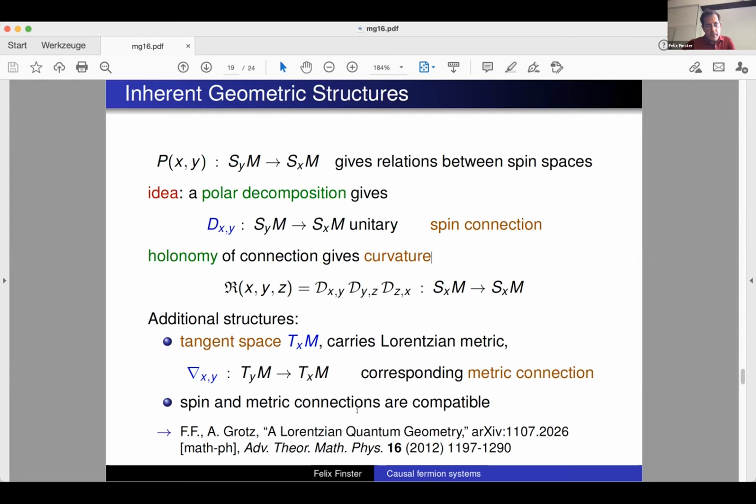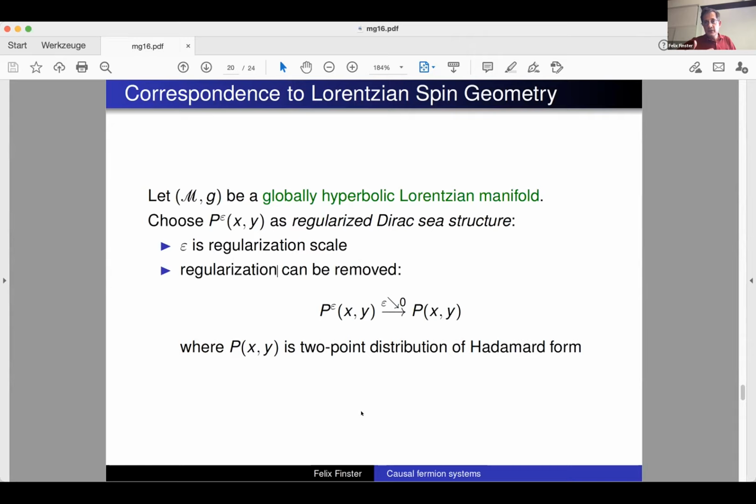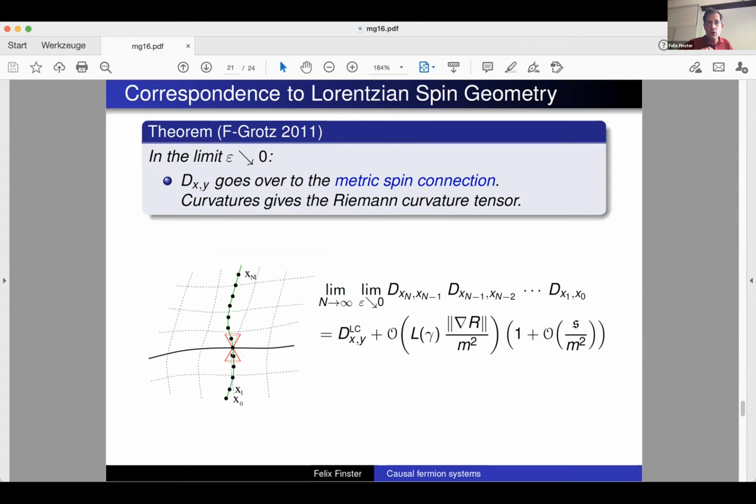And well, this means that we have intrinsic notions of curvature and parallel transport in such a causal fermion system. We also verified that in a certain limiting case, when we remove the ultraviolet regularization, we get back classical spin geometry, namely this P(x,y) goes over to a Hadamard distribution and the spin connection goes over to the spinorial Levi-Civita connection on a spin manifold.